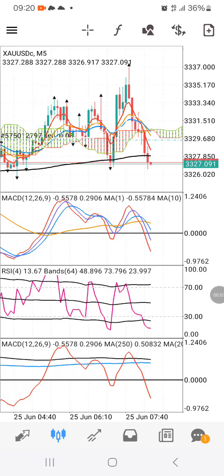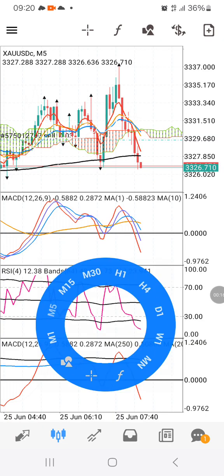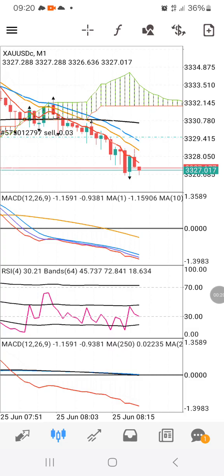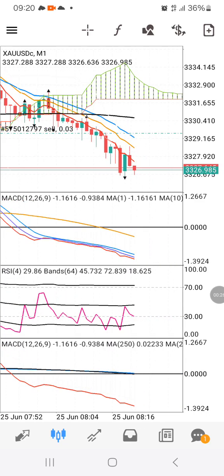Today we'll be looking at how you can trade gold on the smaller time frames. Smaller time frames, I mean the 1 minute time frame and the 5 minute time frame. Now you'll be using MT4 indicators on your mobile device to trade gold with this strategy.